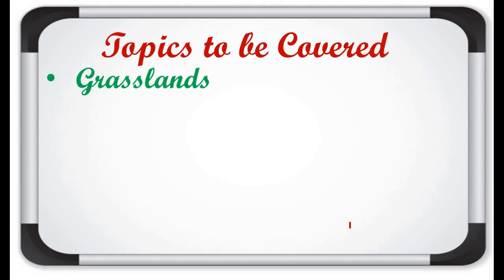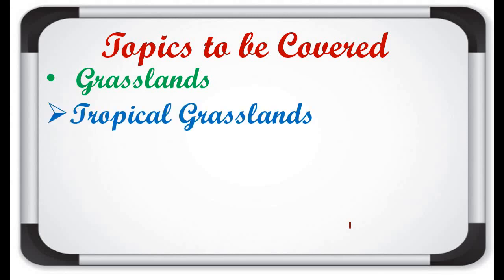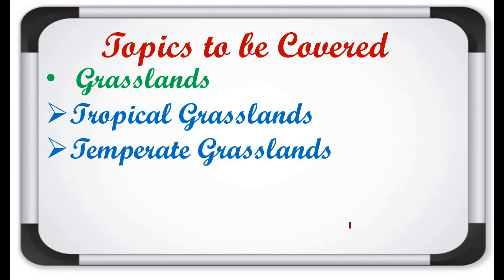grasslands, in which we will discuss different types of grassland. Okay, mainly two types of grassland. First, tropical grassland, temperate grassland, and next one, thorny bushes. But before starting today's lecture, first we will recapitulate our previous topics in brief.